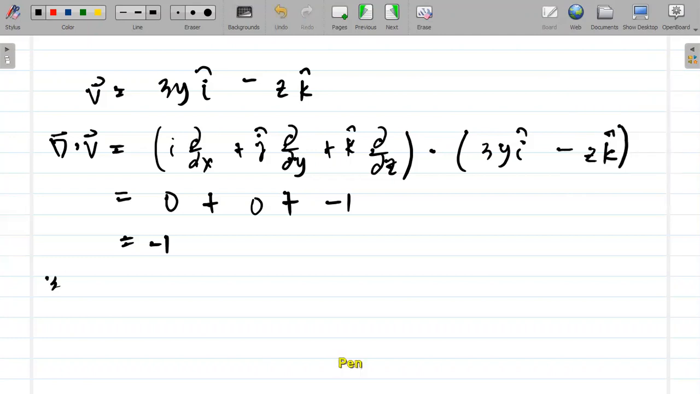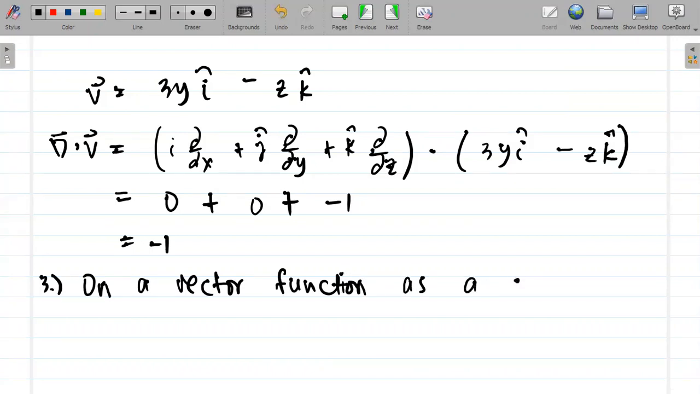Number 3, the del operator can also act on a vector function again. Di ba yung number 1 on a scalar function, number 2 on a vector function as a divergence, number 3, it can act on a vector function as a curl. So ito ay del cross V.